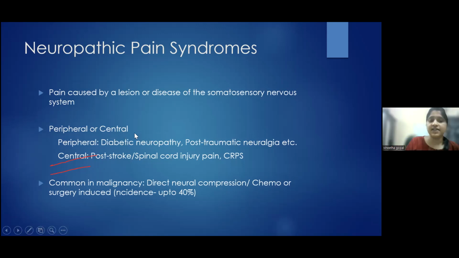The peripheral and central neuropathy conditions are there. Peripheral as in diabetic neuropathy, post-traumatic neuralgia like brachial plexus. Then central, we have spinal cord injury, post-stroke, and neuropathic pain is common in malignancy also, due to direct neural compression, or it can be chemo or surgery induced, just like our second patient who had post mastectomy neuropathic pain.